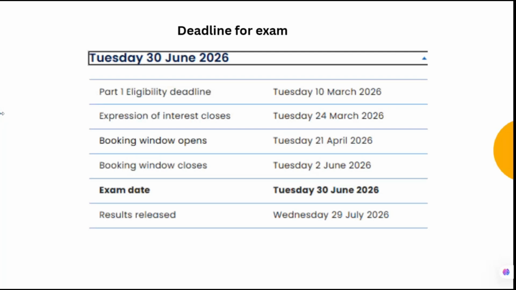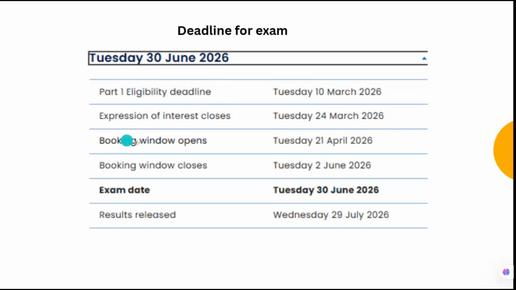And this is the most important, you need to know the deadline. Those candidates who are totally new should first create an account, then send the eligibility application now itself, because the deadline is 10th of March. There is still time, but this requires a processing time of 4 to 6 weeks, so you should send it now. Then you should also send the expression of interest if you are planning to appear on June 30th.